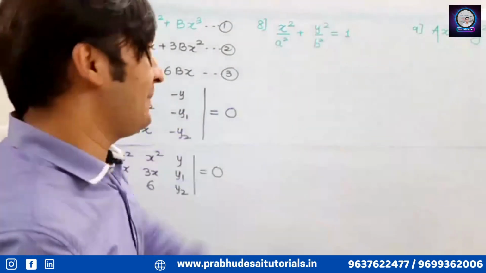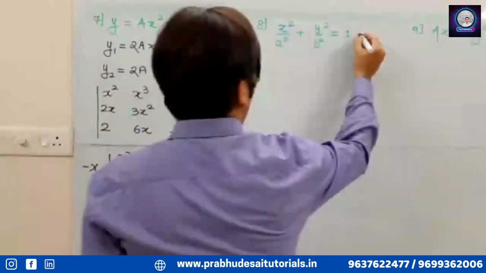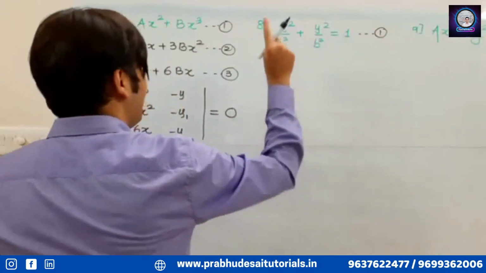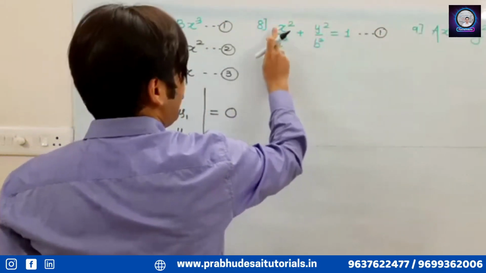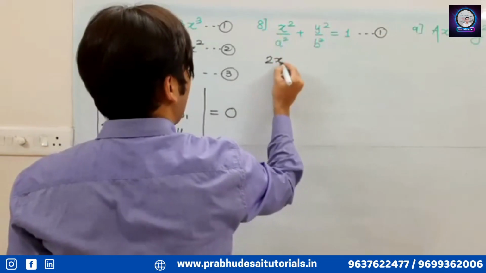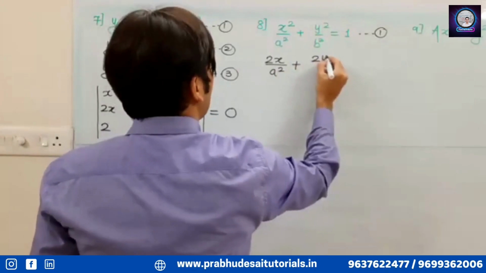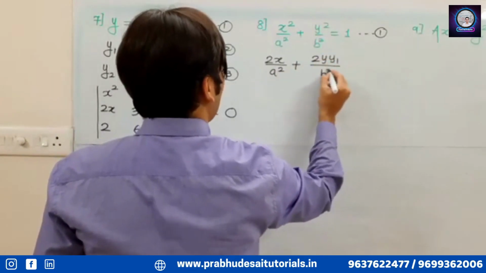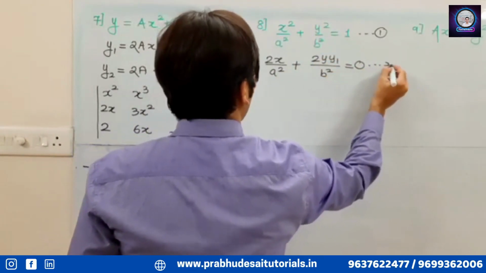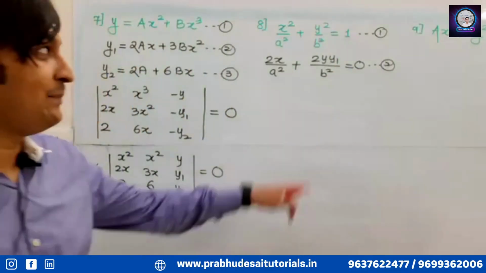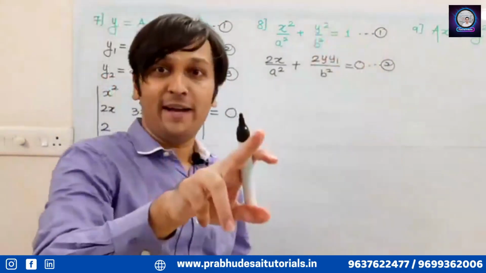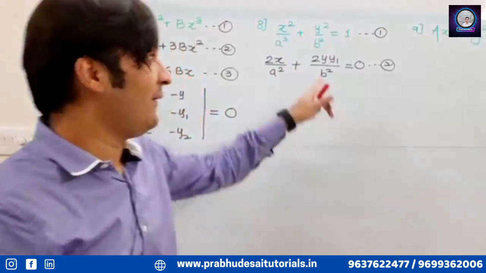Check the 8th example. Same process. I will call this number 1. Now I will differentiate this: x square gives 2x upon a square. Differentiate y square: 2y, y1, chain rule. Derivative of 1 will be 0. Are you getting this or not? That's the chain rule. The derivative of y square is 2y into the derivative of y, dy by dx, 2y, y1.